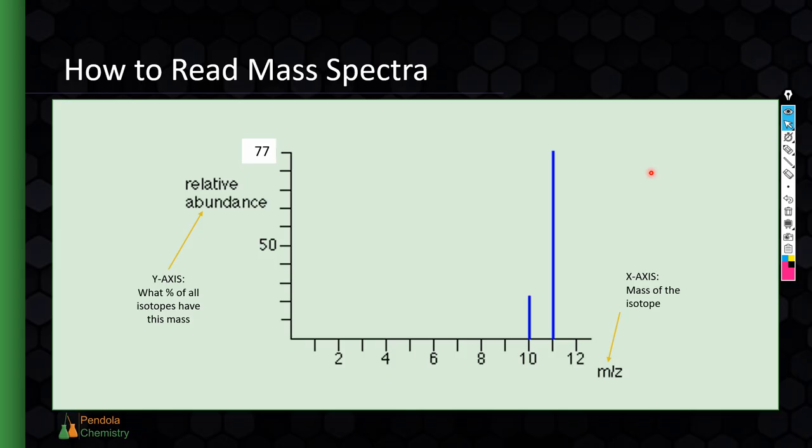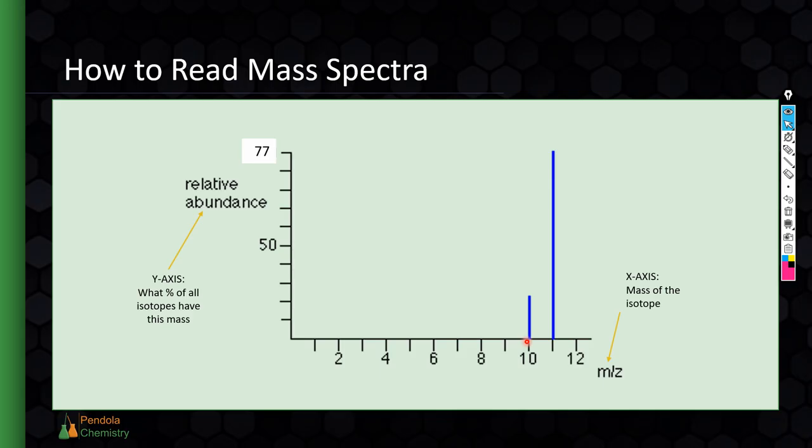Now the x-axis is what we call the mass to charge ratio. But because all of the atoms or isotopes are made to have a +1 charge, if you do a ratio between 1 and the mass of the isotope, it just gives you the mass of the isotope. So the x-axis is just the mass of the isotope. Even though we call it the mass to charge ratio, since the charge, Z, is 1, it's just the mass of the isotope. So you can see here, this is an isotope with a mass of 10.